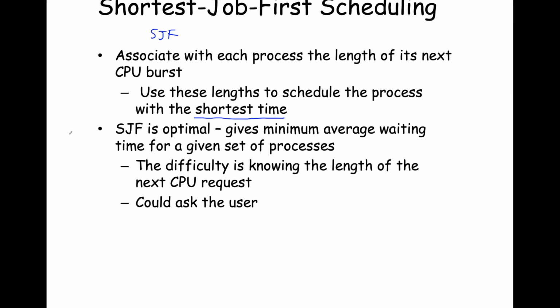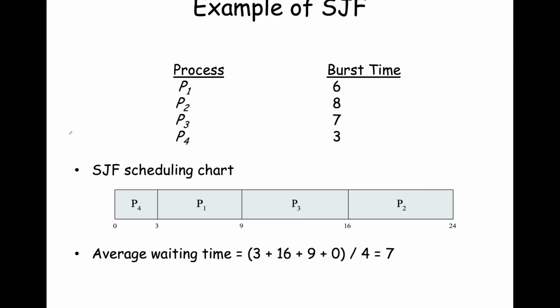You could certainly ask the user, or maybe you could compute a running total. Okay, so this is an example of shortest job first. Here we have 4 processes: P1, P2, P3, and P4. Process P1 has a burst time of 6 milliseconds. P2 has a burst time of 8 milliseconds. P3 has a burst time of 7 milliseconds. And lastly, P4 has a burst time of 3 milliseconds.